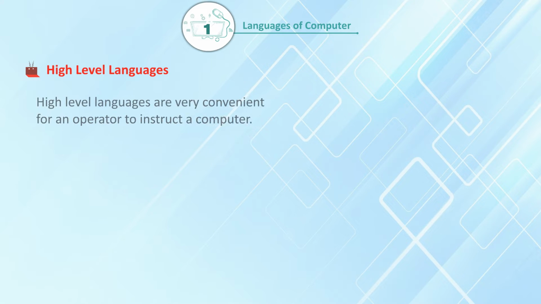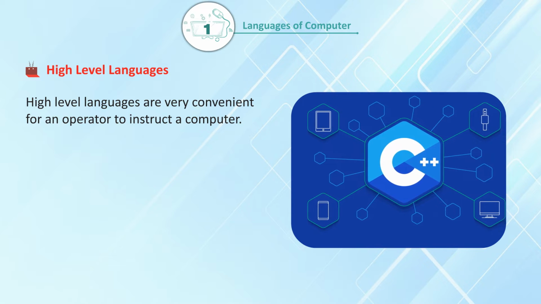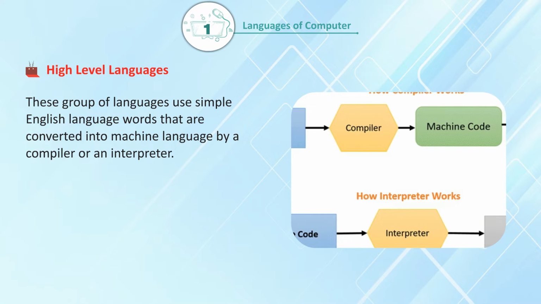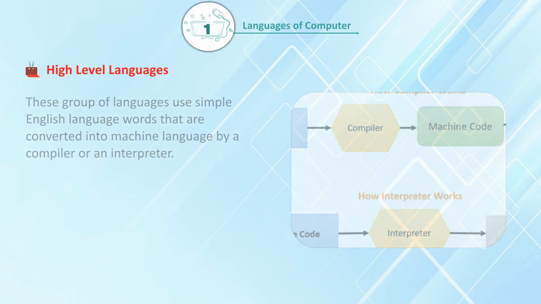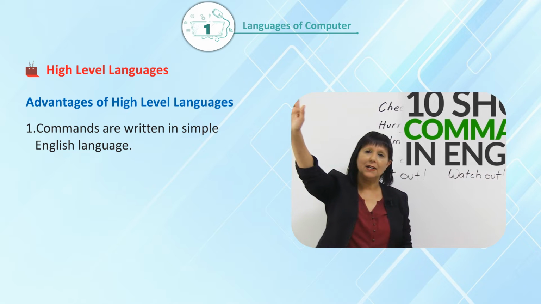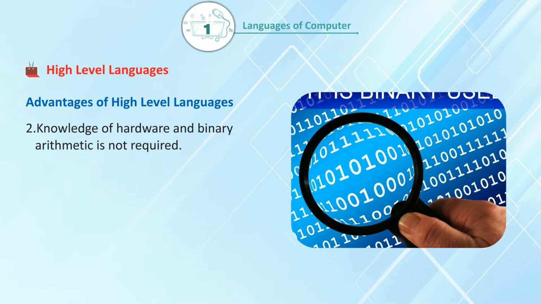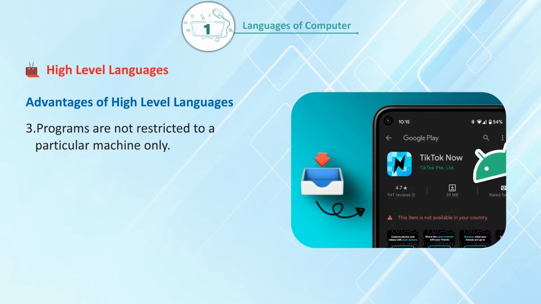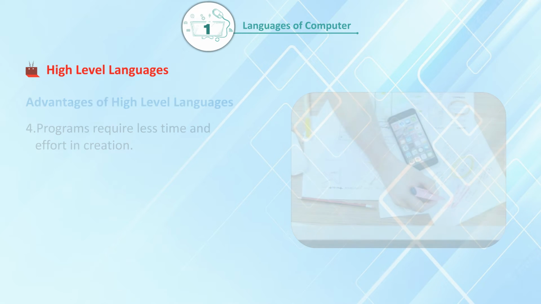High-level languages. High-level languages are very convenient for an operator to instruct a computer. This group of languages uses simple English words that are converted into machine language by a compiler or an interpreter. Advantages of high-level languages: commands are written in simple English language. Knowledge of hardware and binary arithmetic is not required. Programs are not restricted to a particular machine only. Programs require less time and effort in creation.